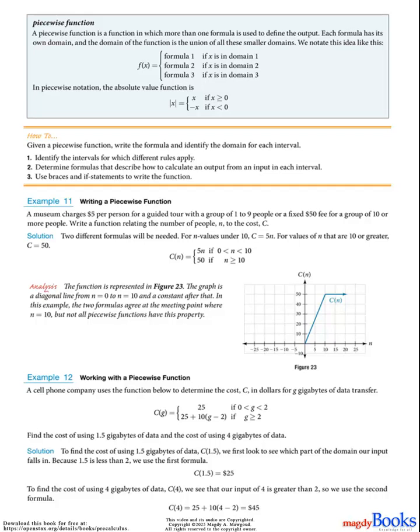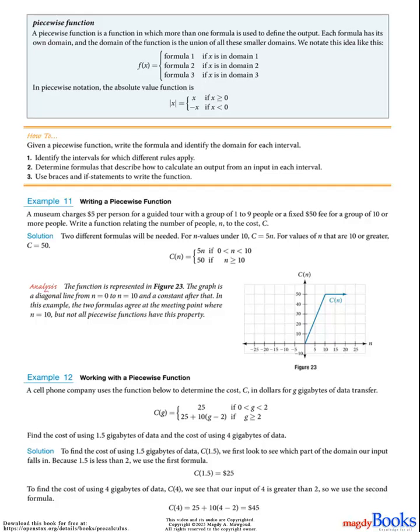B. Analysis. The function is represented in Figure 23. The graph is a diagonal line from n equals 0 to n equals 10 and a constant after that. In this example, the two formulas agree at the meeting point where n equals 10, but not all piecewise functions have this property. Figure 23. n, C of n.